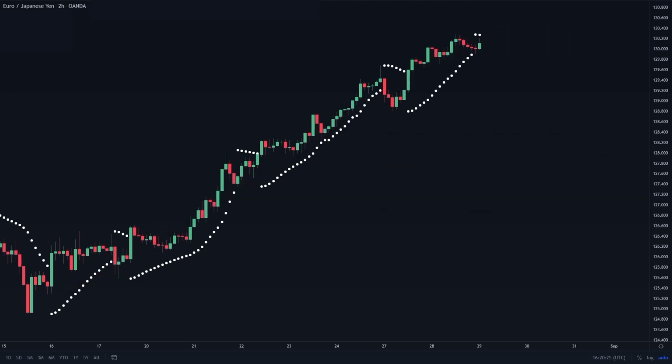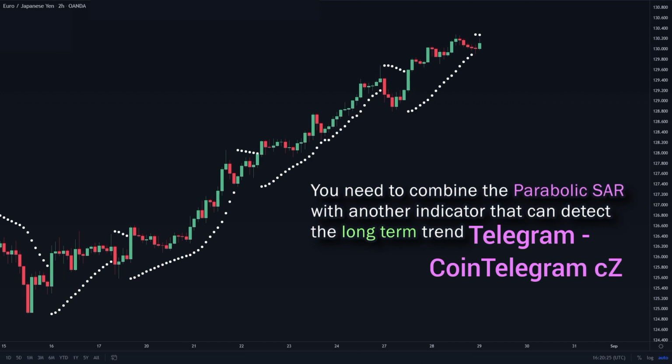And that is why the solution to this is you need to combine the Parabolic SAR with another indicator that can detect the long-term trend. An example of that would be the 200 period exponential moving average. So here's how the full strategy would work.